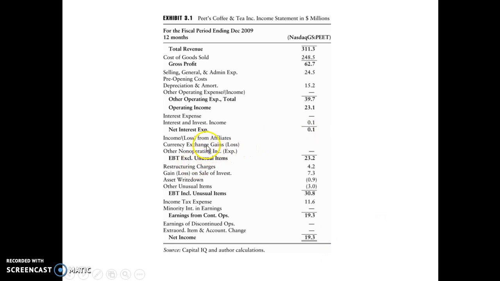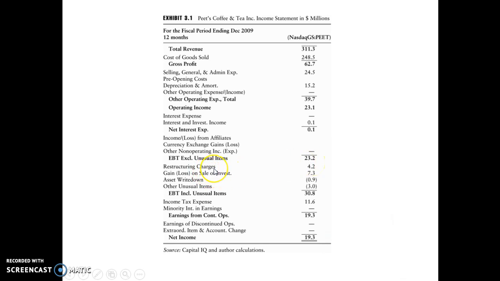If they own any other companies, they could have income or losses from affiliates. If they have sales or expenses in foreign countries, they might incur gains or losses from currency exchange fluctuations, and then any other non-operating income. So we would have earnings before taxes and any unusual items.